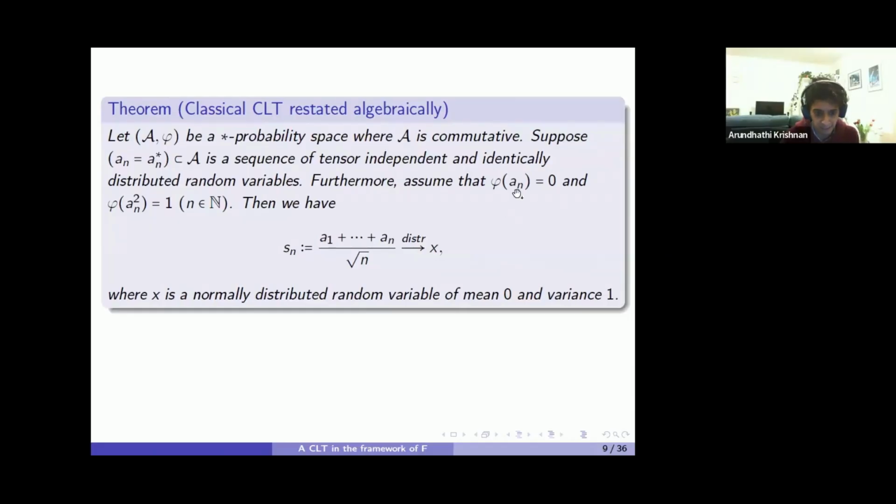And again, we'll assume for the sake of simplicity that phi of a_n is 0. So you think about this as the mean, and then phi of a_n squared is the variance. So mean 0 and variance 1. Then if you take S_n to be the sequence 1 over square root n, (a_1 plus up to a_n), the sequence will converge in distribution to x, where x is a normally distributed random variable of mean 0 and variance 1. So we're saying that the limiting distribution of a sequence of IID random variables is the normal distribution, except that we've restated the theorem here in this algebraic setting.